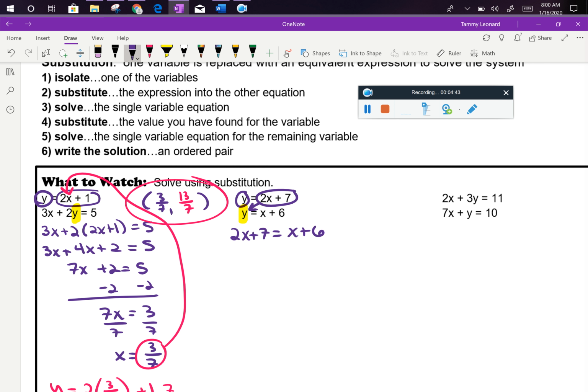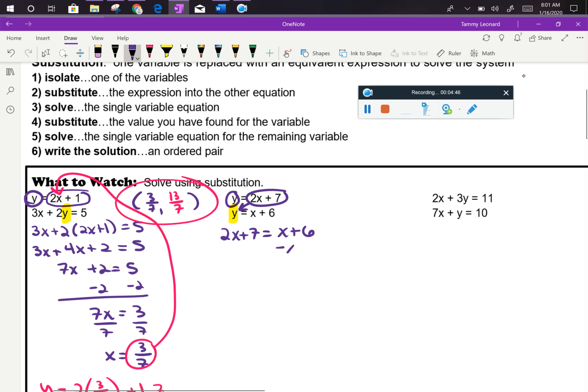Now I can see I need to get all the x's on one side, so I'm going to subtract x from each side, and at the same time I could subtract 7 from each side. So I get x equals -1. If you chose to do that part, the solve, step 3, in 2 steps, that would have been fine.